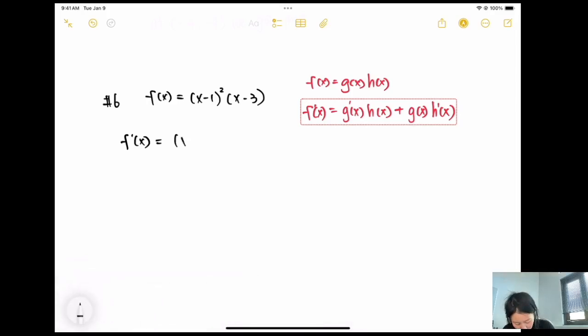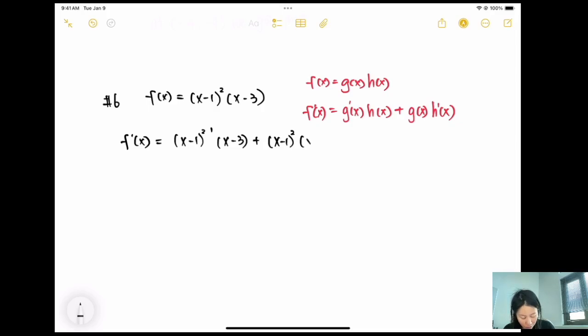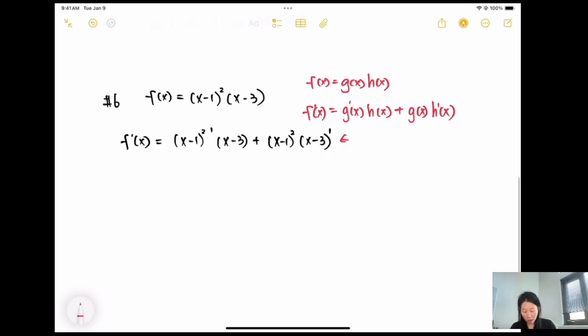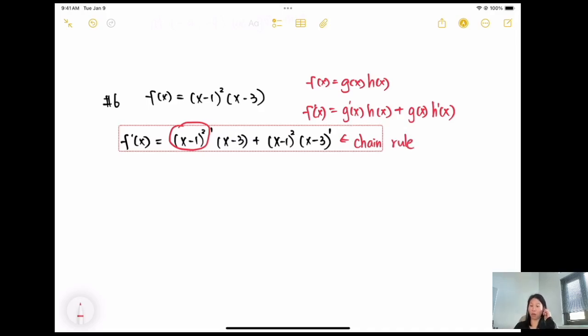So the derivative of the first function (x minus 1) squared, times (x minus 3), plus (x minus 1) squared times the derivative of (x minus 3). Now, for the first function, when we take the derivative, you might notice that we need to apply the chain rule for this one. So what does the chain rule state?